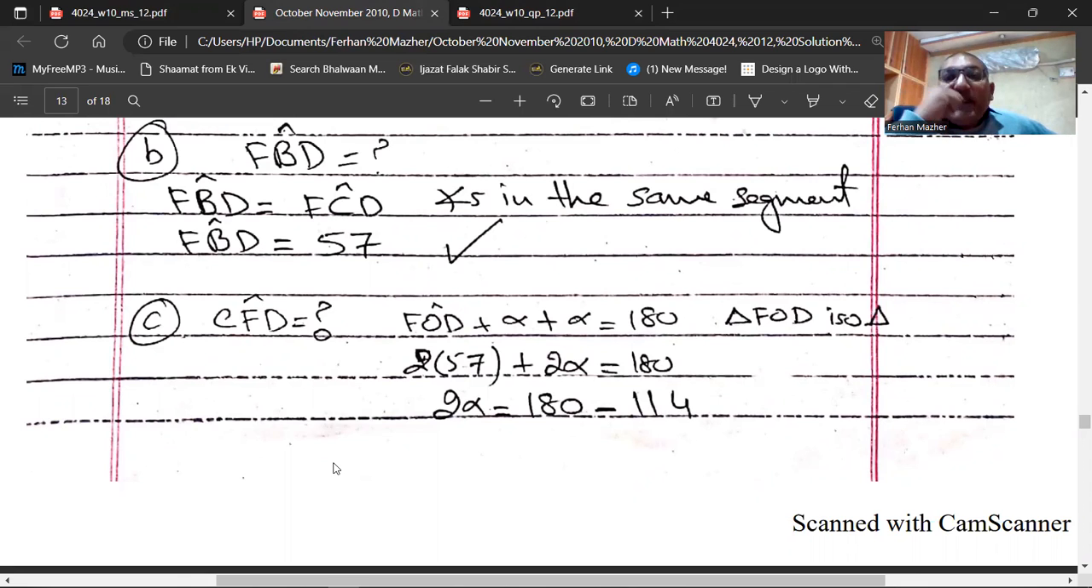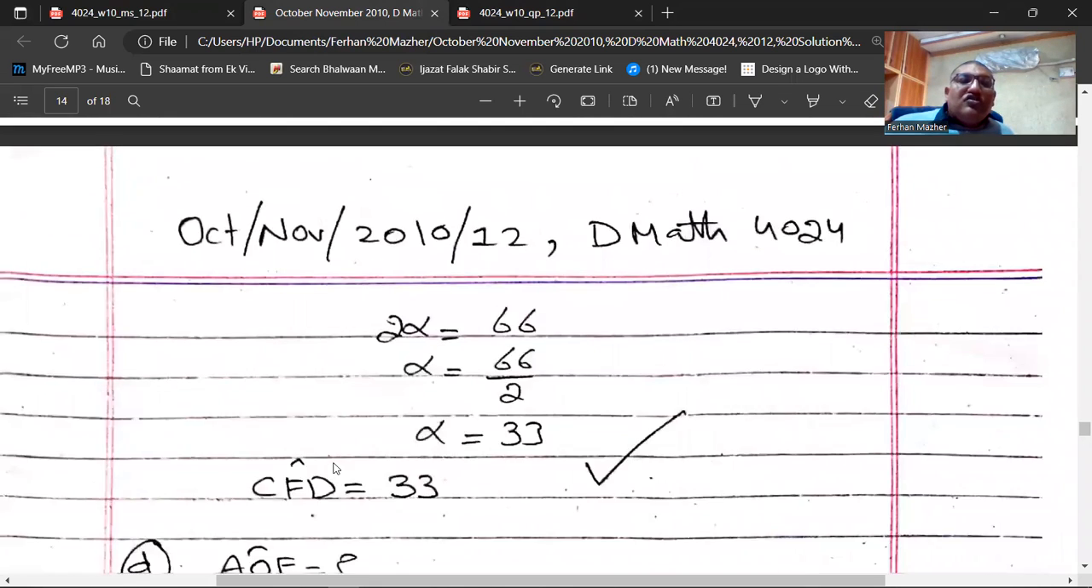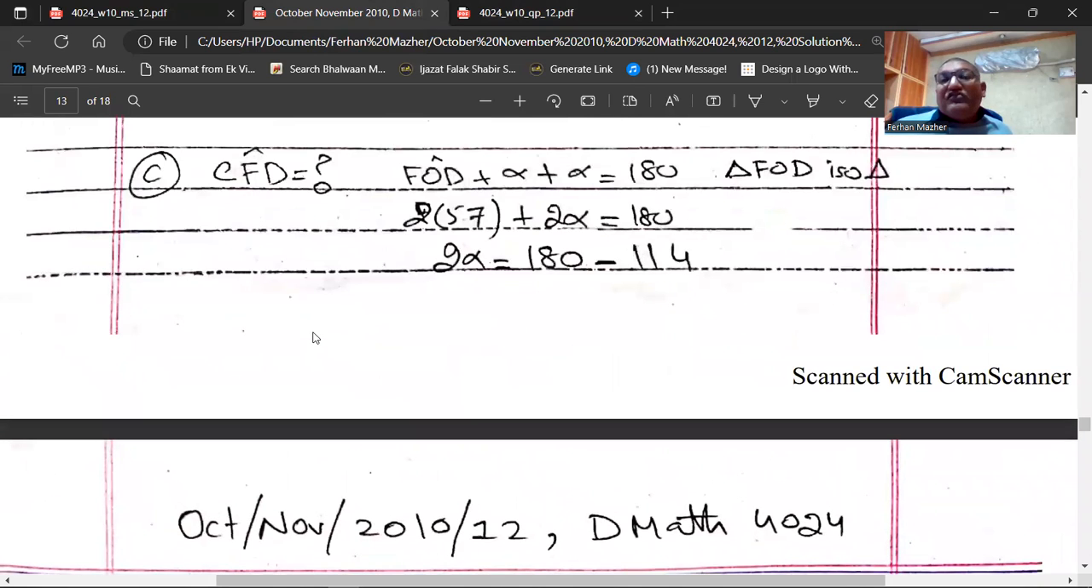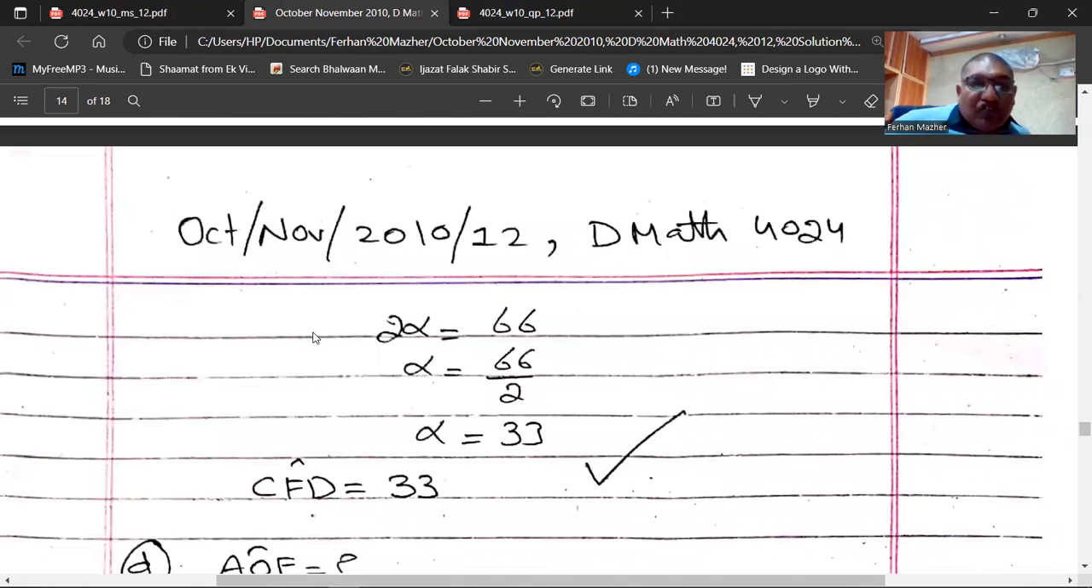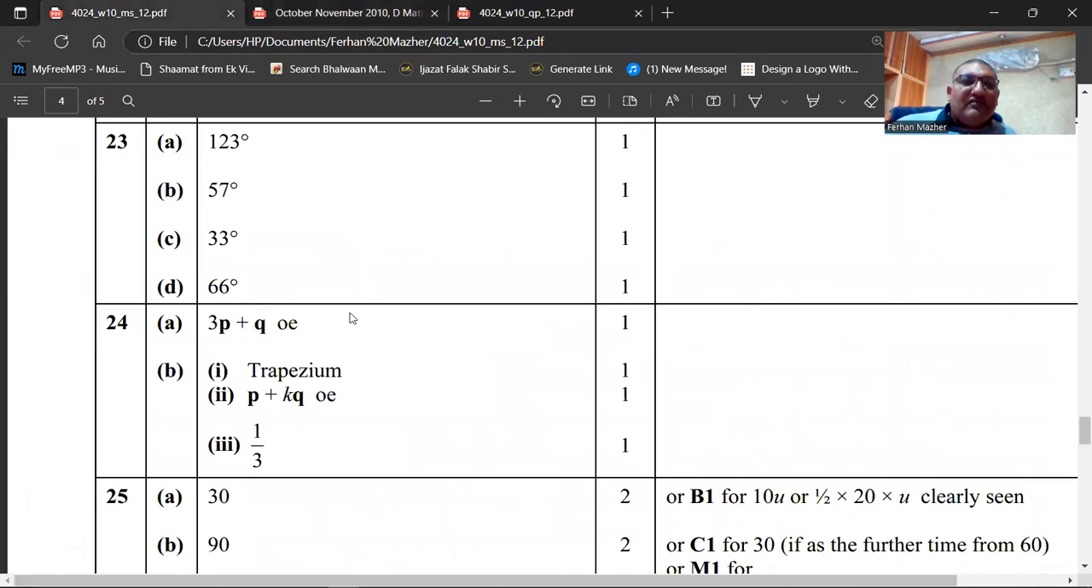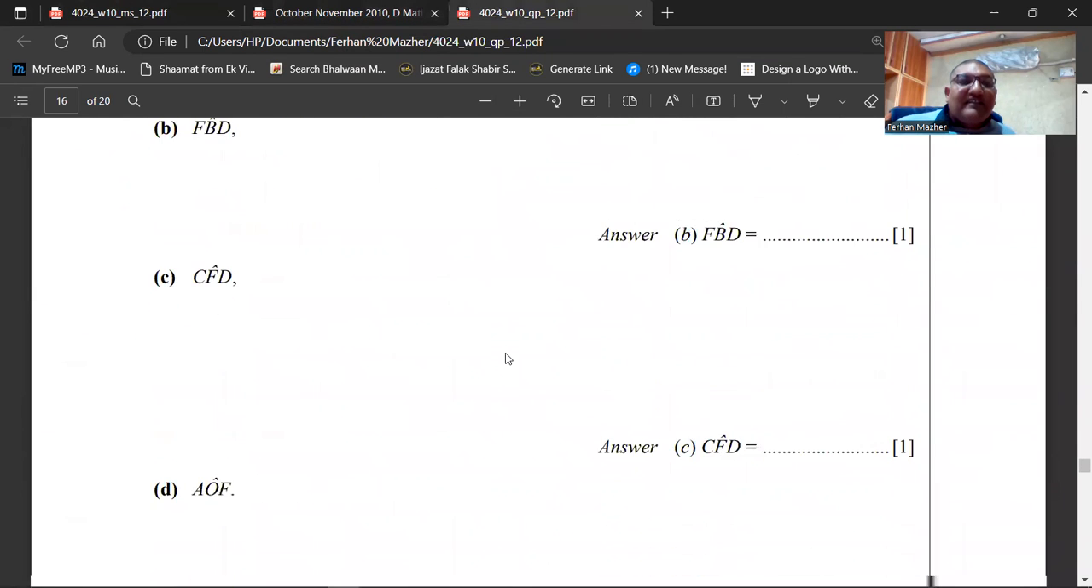OD and OF are the radii of that circle. So 2 into 57 is 114, plus 2 alpha equals 180. So 2 alpha equals 180 minus 114, which is 66. So alpha will be 66 divided by 2, so alpha is 33. It means the angle CFD is 33. The angle CFD is 33, so our answer is right.